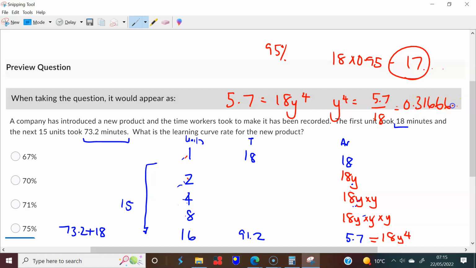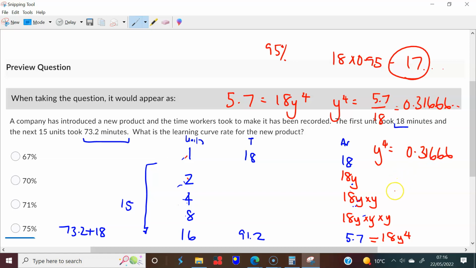0.31666, or whatever, recurring. So I need to find y. So I need to find the fourth root. Yes, because this is y raised to the power of 4. So I need to basically go into your calculator and find what is the fourth root. y^4 is equal to 0.31666.